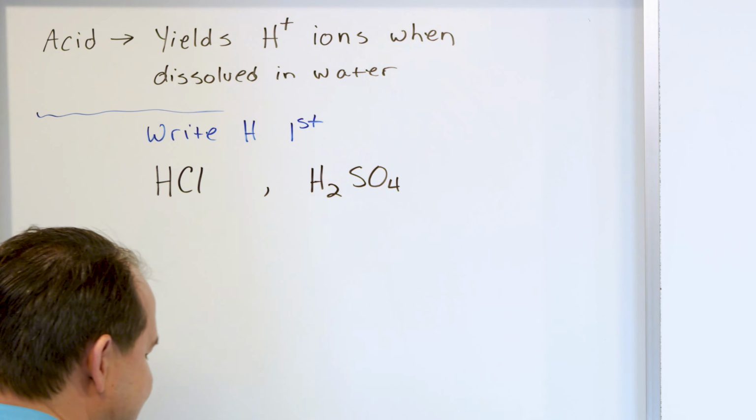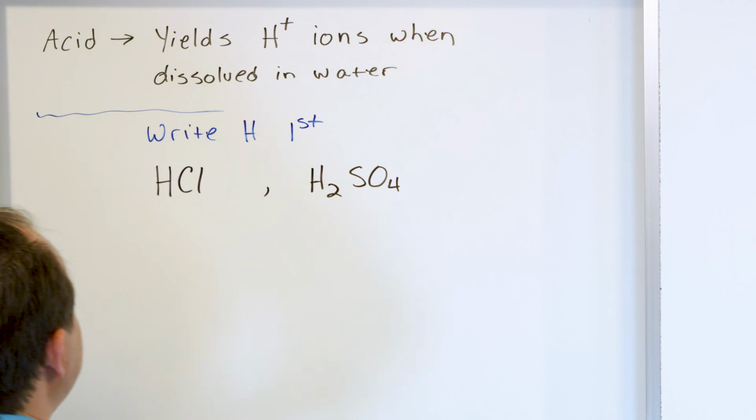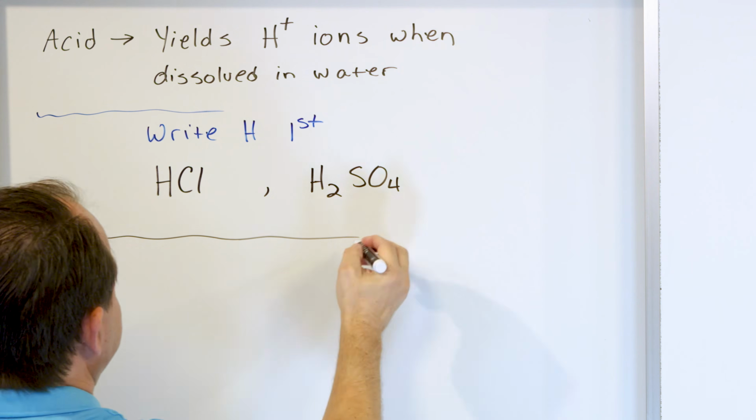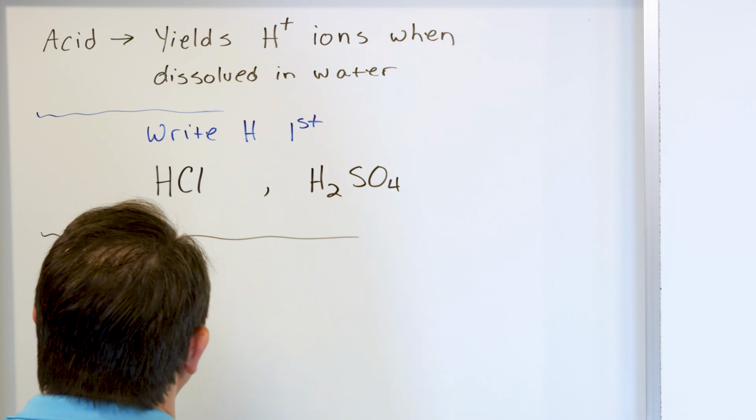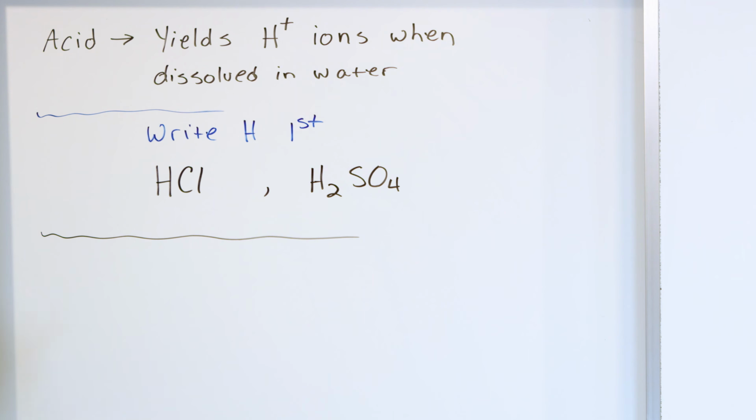So let me show you how we're going to name them. Once we actually learn how to name them, then it's pretty easy, actually. It's not a difficult process. But what we have to do is take a few different examples. Let's take a look at our famous hydrochloric acid, HCl. This is hydrochloric acid. All right, how do we name this guy?